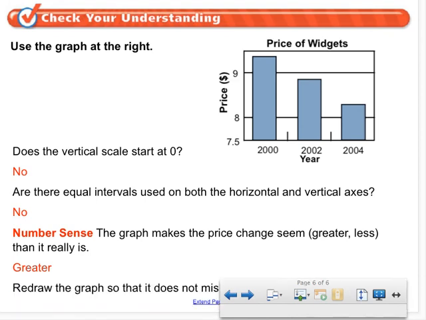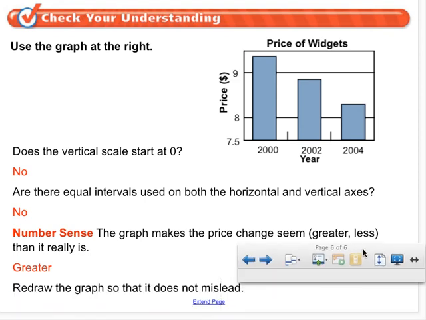Okay, and then the last thing I did, but we're not going to do today because we're short on time, redraw the graph so it does not mislead. What do we have to change so it's not misleading? Start at 0, equal intervals, okay?